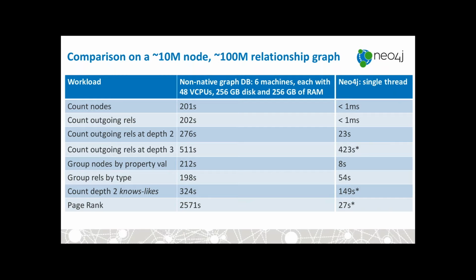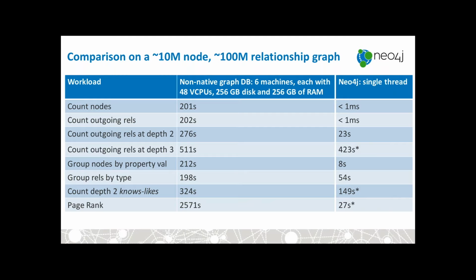Count outgoing rels at depth 2. So that's friend of friend, 276 seconds on their beast of a cluster, at 1/10 of the time on my laptop. Count outgoing rels at depth 3, 511 seconds on the beastly cluster, 423 seconds. So actually only 80% of the cost. I ran that one actually on Michael Hunger's workstation. Many of you will know Michael. He had more RAM than me, so he was able to give me twice or 4 times the RAM.